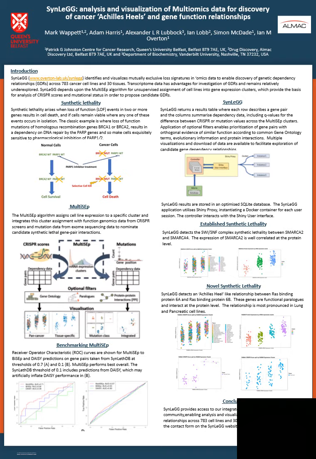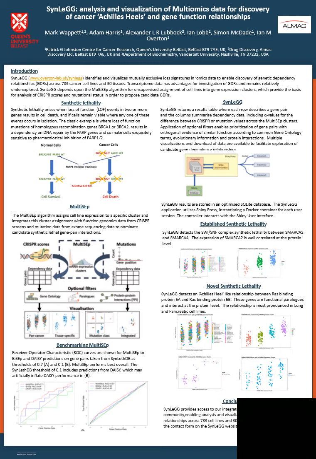So, we're aiming to use this integrated multiomics data set to detect synthetic lethalities and genomic Achilles heels. And so we've developed this algorithm called multisep, which takes the cell line screen and assigns cell line expression to a specific cluster. So between 2 and 5 clusters or expression modes across the screen. And then what we do is we integrate this cluster assignment with either functional genomics data from the CRISPR screen or mutation data from the exome sequencing screen to nominate candidate synthetic lethal gene pairs.